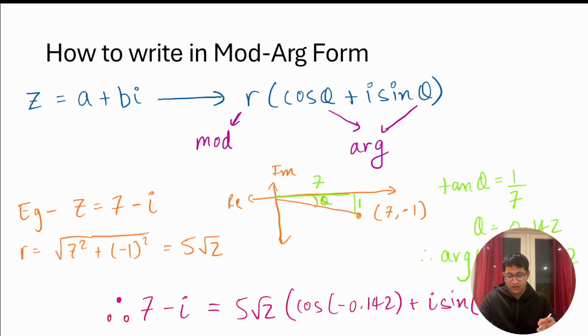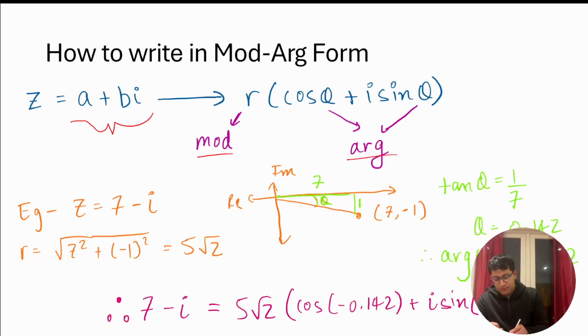So after you work out the modulus and argument, you can write a complex number that looked like a plus bi in the form of r brackets cos theta plus i sine theta. And as it says here, r is the modulus, and this theta, the cos theta and the sine theta, is going to be the argument, right?